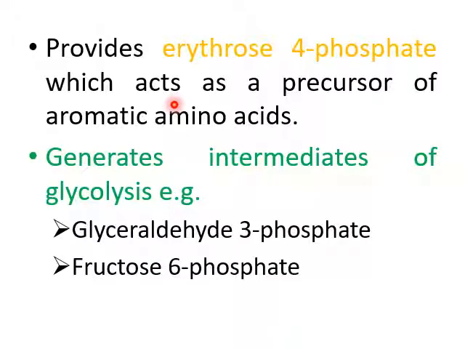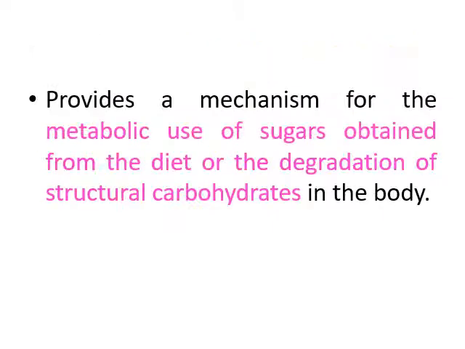This pathway can also provide or generate erythrose 4-phosphate, which is a 4-carbon sugar, and this can synthesize amino acids that are aromatic in nature, for example, tyrosine, phenylalanine, and tryptophan. It can also provide intermediates of glycolysis, for example, a 3-carbon compound, glyceraldehyde 3-phosphate. It can also give us a 6-carbon compound, fructose 6-phosphate. So this is how HMP pathway can be linked to glycolysis, and sometimes it is simply taken as an alternative to glycolysis.